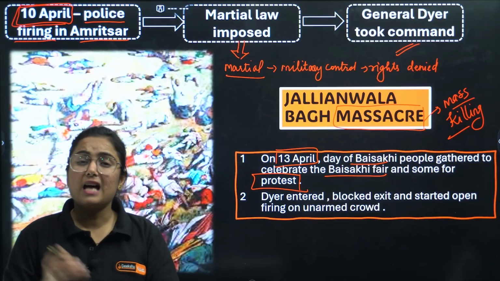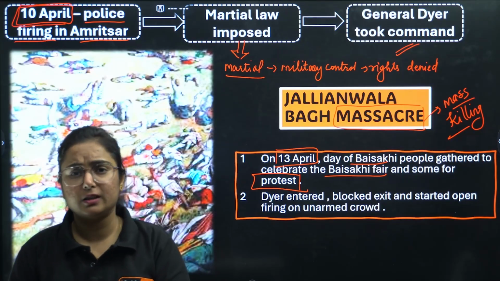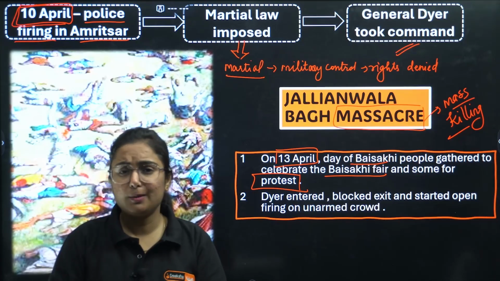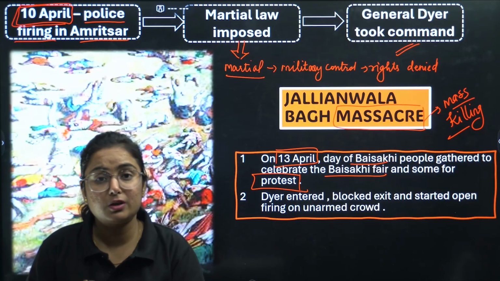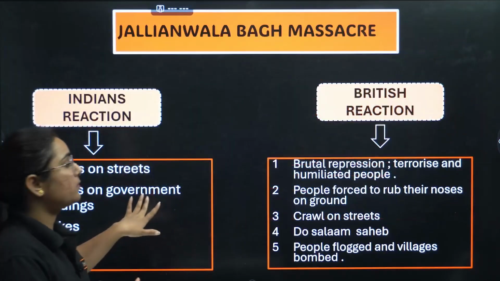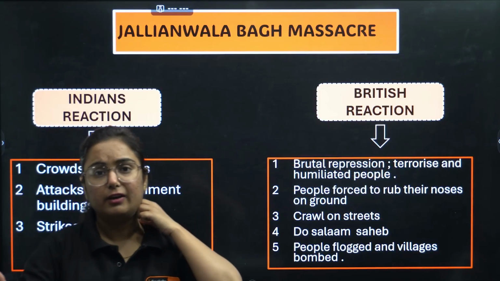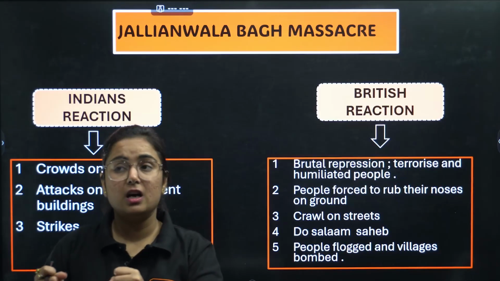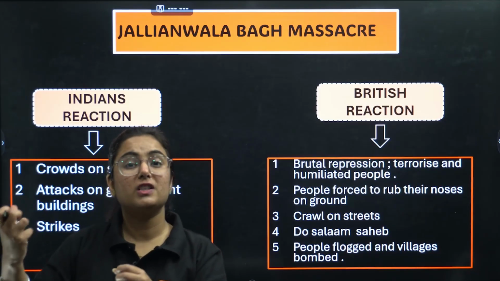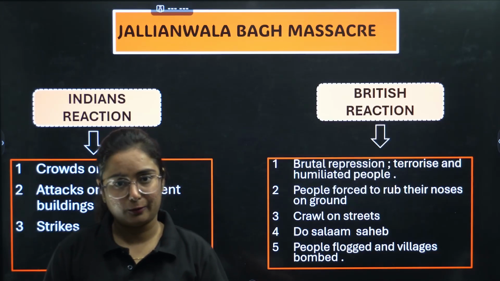He started firing on that unarmed crowd for no reason, because they were neither political activists nor revolutionaries. They were just an unarmed crowd who were being killed by this firing, right? If you have ever visited Jallianwala Bagh, you will see the bullet marks on the wall. People just wanted to save themselves from the bullets. They jumped into the well and gave their lives.